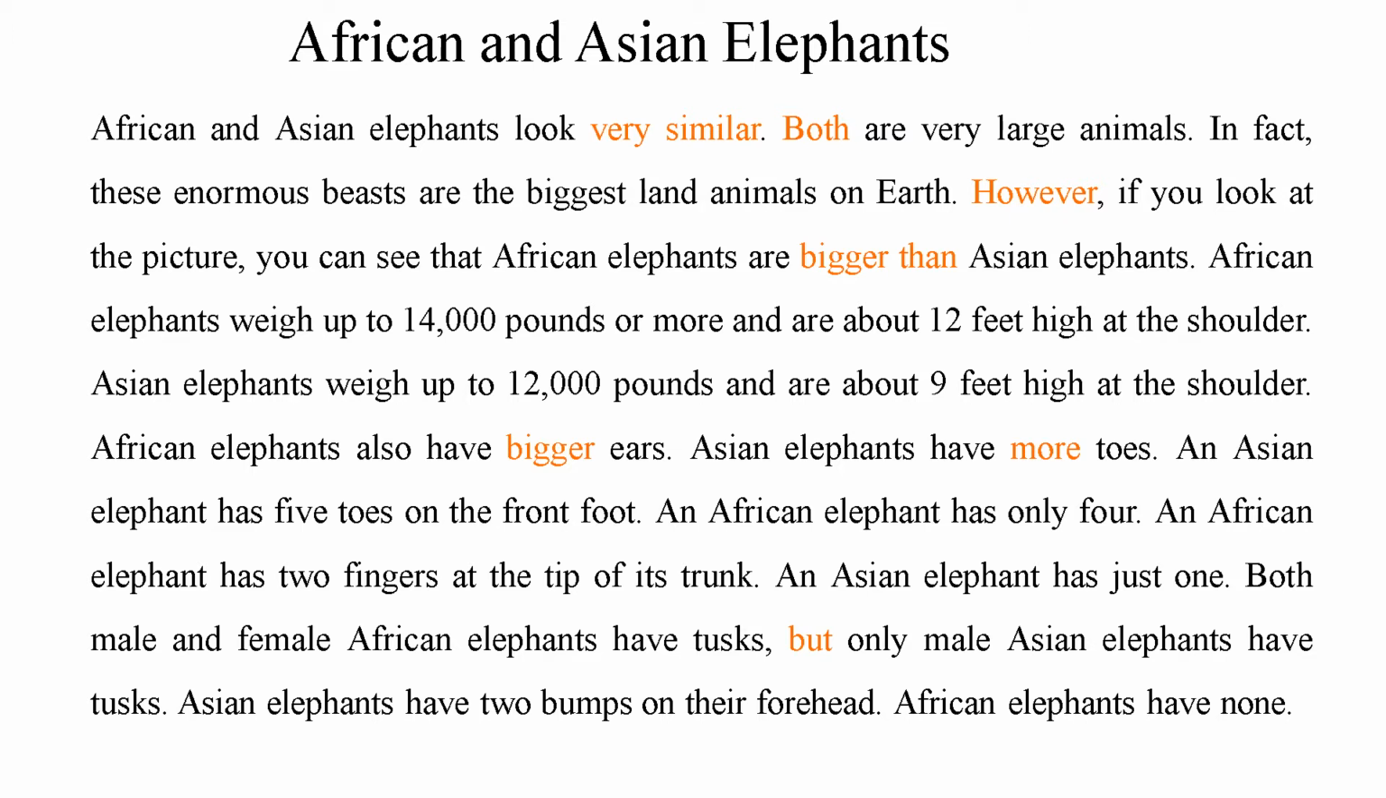African elephants also have bigger ears. Asian elephants have more toes. An Asian elephant has 5 toes on the front feet. An African elephant has only 4. An African elephant has 2 fingers at the tip of its trunk. An Asian elephant has just 1. Both male and female African elephants have tusks, but only male Asian elephants have tusks. Asian elephants have 2 bumps on their foreheads. African elephants have none.